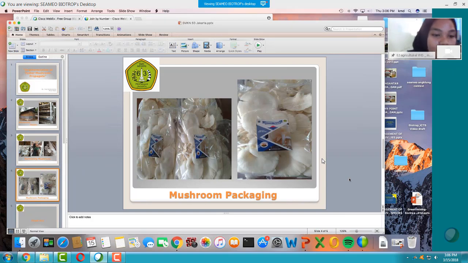And then they pack the mushroom and label it. We sell fresh mushroom in a bag of 500 grams at a price of 8,000 rupiah, or 15,000 rupiah for 1 kilogram.